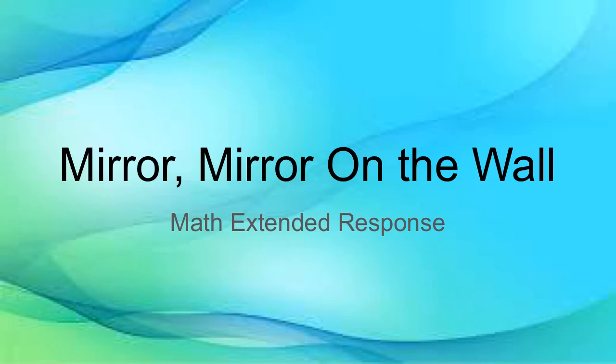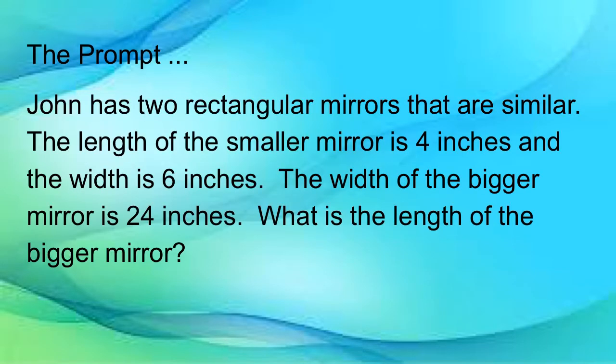It's time to go over your latest math extended response called Mirror, Mirror on the Wall. As you remember, the prompt said, John has two rectangular mirrors that are similar. The length of the smaller mirror is 4 inches and the width is 6 inches. The width of the bigger mirror is 24 inches. What is the length of the bigger mirror?